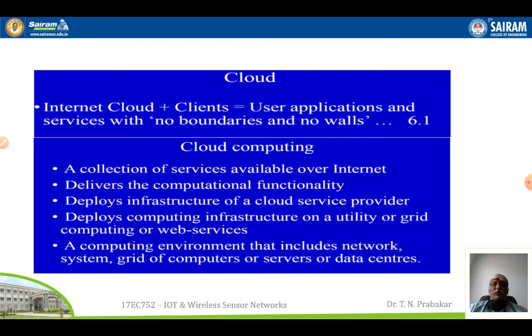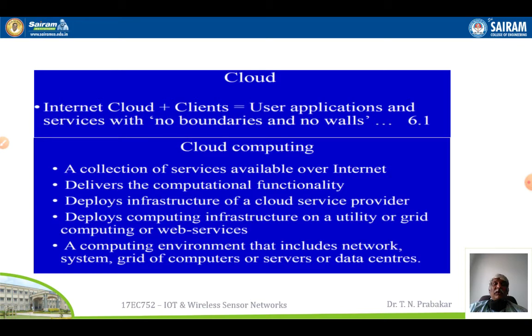And what is cloud computing? Again, we have already seen this. It's a collection of services available over the internet, right? And it delivers the computational functionality. That deploys the infrastructure of a cloud service provider. So the cloud service provider will be providing some infrastructure, and that is deployed for our application. And it deploys computing infrastructure on a utility or grid computing or web services, right?